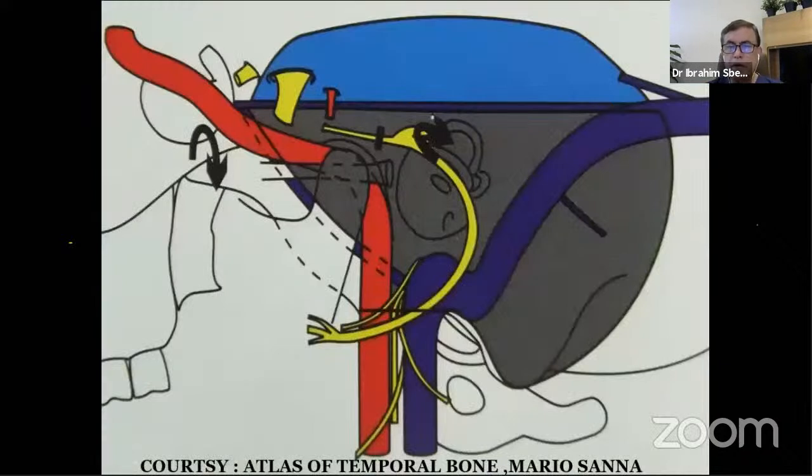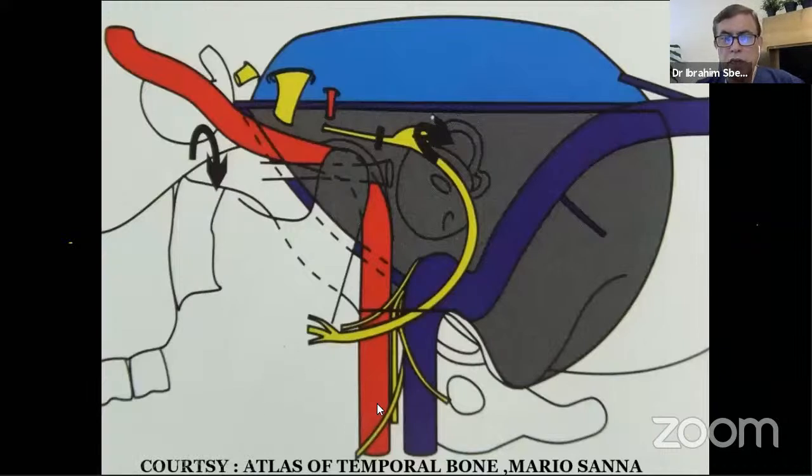This is a very beautiful view from Professor Mario Sanna's book, Professor Mario Sanna from Italy. Beautiful illustration showing you the complex anatomy in that area, which cannot be read easily, which cannot be read in a glance. You really have to read it once, twice, thrice, maybe 10 times until you conquer it, and then you go into the cadaveric lab to master it.